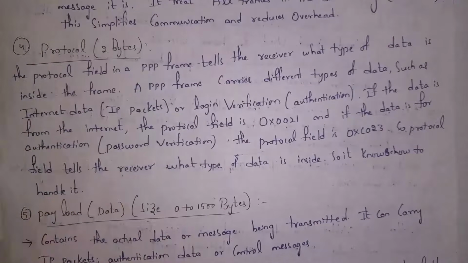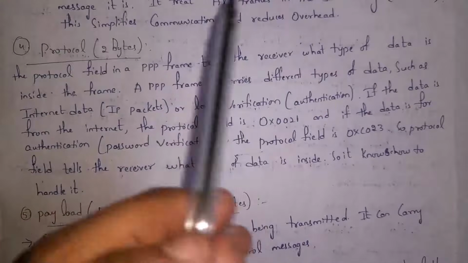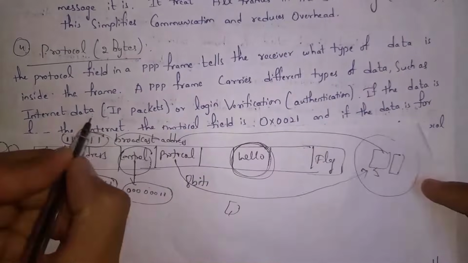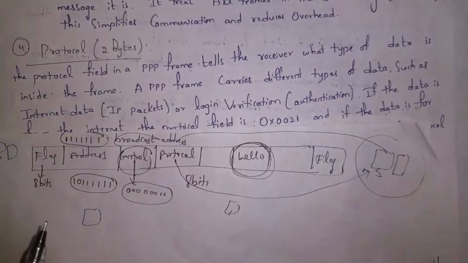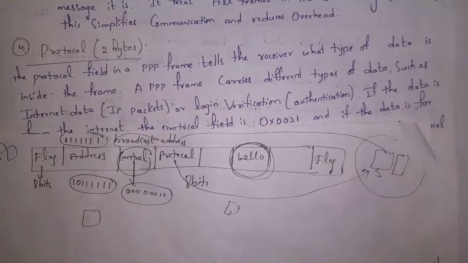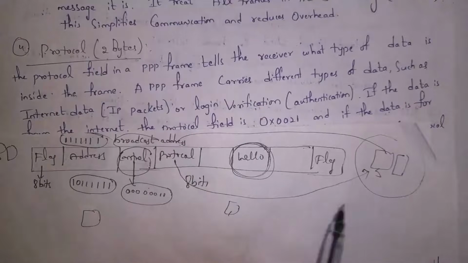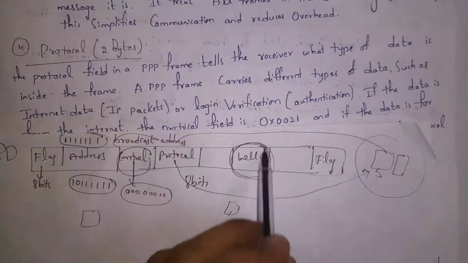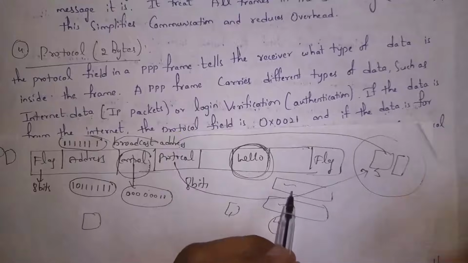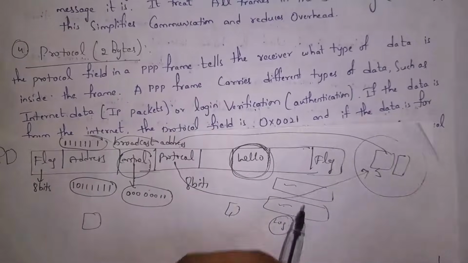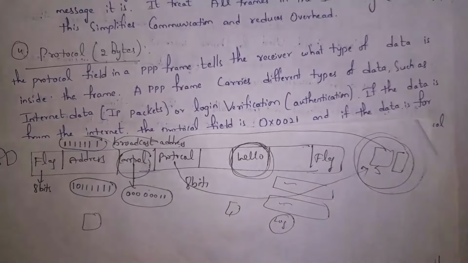And the fourth field is protocol. The protocol field in the PPP frame tells the receiver what type of data is in the frame. Guys, normally we will send two types of data. One is IP packet. IP packet is nothing but any message that is sent by using the internet. For example, I will send a message hello to my friend. So this hello message is considered as an IP packet. So normally we will send two types of data. One is normal IP data and the next one is login verification. Whenever we enter username and password and click on the login button, the receiver must immediately give a response.